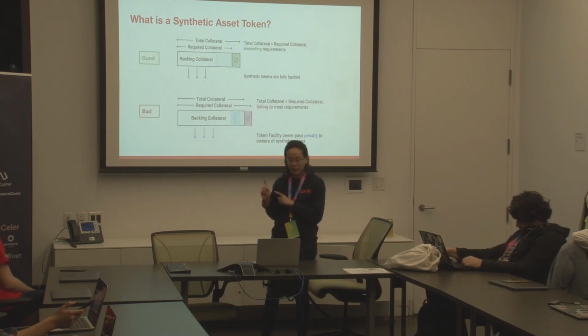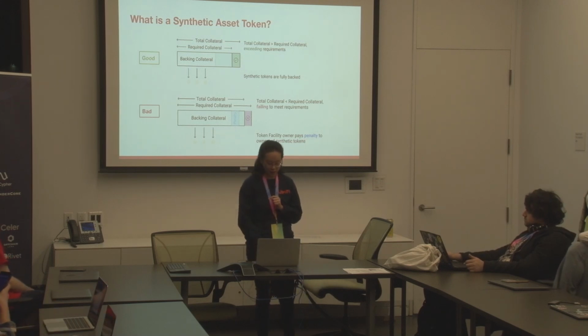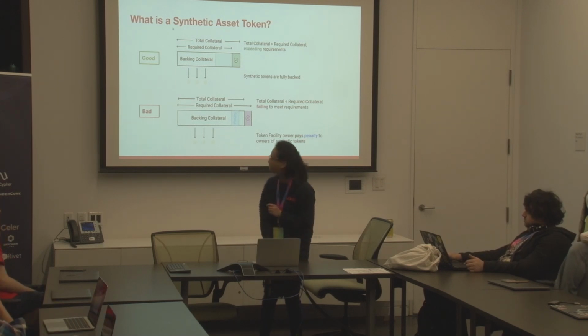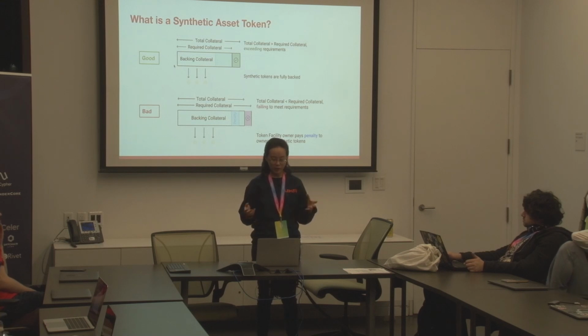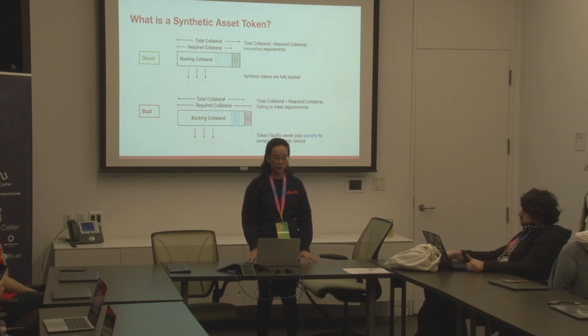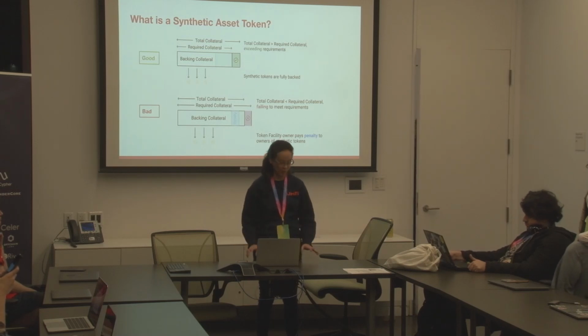So this is another graphic representation of what I just described, right? You've got a token facility here, which is this box. And inside that token facility, you've deposited collateral, right? So that's what this total collateral is. Of that, a portion is being used as backing collateral. So let's say you wanted to create a synthetic gold token. And let's assume that the price of gold was $100 per ounce.